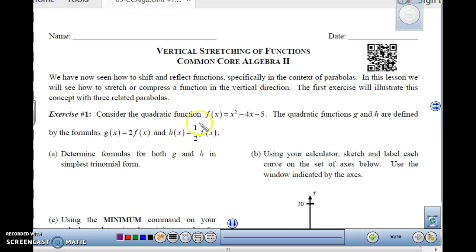All right, consider the quadratic function f of x equals x squared minus 4x minus 5. The quadratic functions g and h are defined by the formulas g of x equals 2f of x and h of x equals 1/2 f of x.